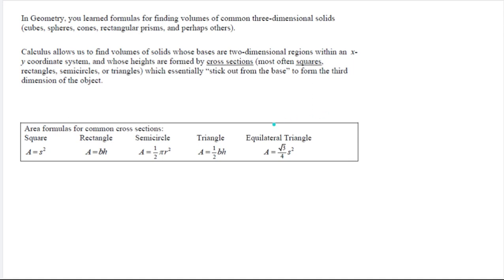In calculus, you're going to be able to find the volume of some of these solids if we know the two-dimensional region on the XY coordinate system and have a height that's formed by a cross-section that includes squares, rectangles, semicircles, or triangles. The phrase here is they essentially stick out from the base.